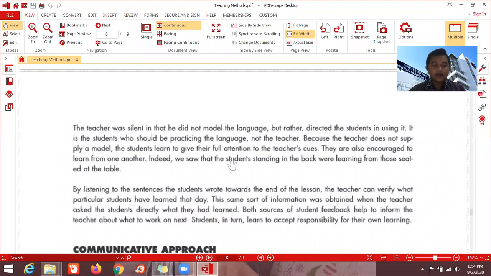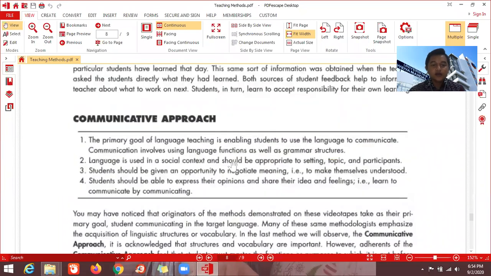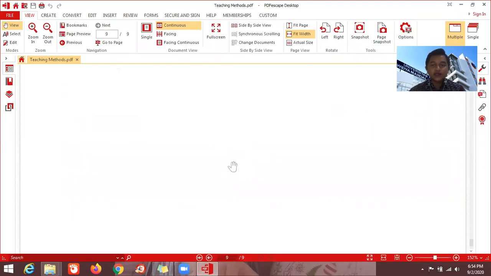The tutors still need to teach their students, but in a silent way. Oh, how is that even possible? That sounds weird. Well, let's see the explanation given by Dr. Diane Larsen-Freeman in the book that we are using. Okay, I'm going to share screen again, and I'm going to show you the document that we are using about the silent way teaching method.